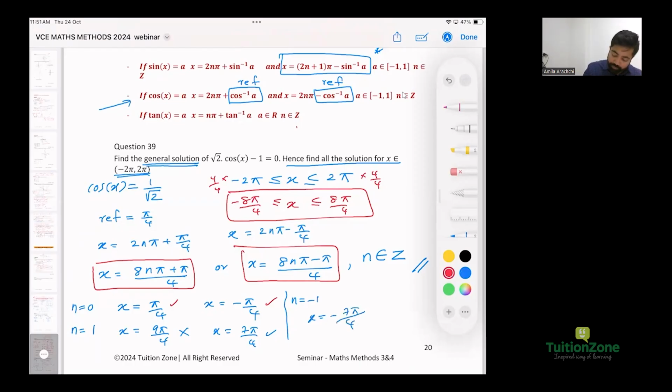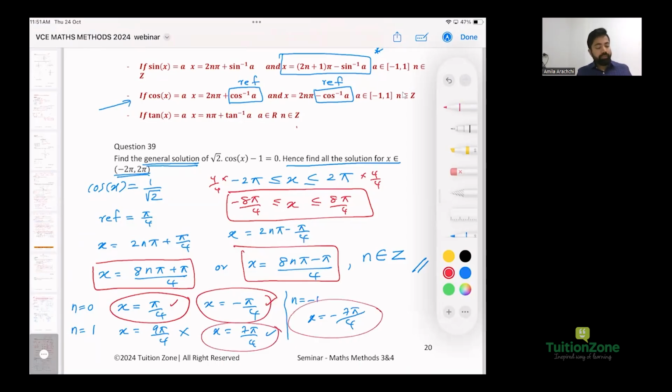So answers are this one, that one, and that one. So yep, 4 answers. I mean, all of you know how to solve this by CAS, isn't it? Just type the equation. And if you're using the sine, cos, tan, you should put the domain.